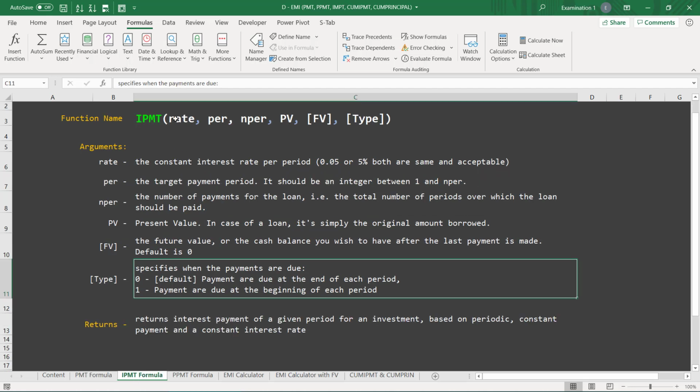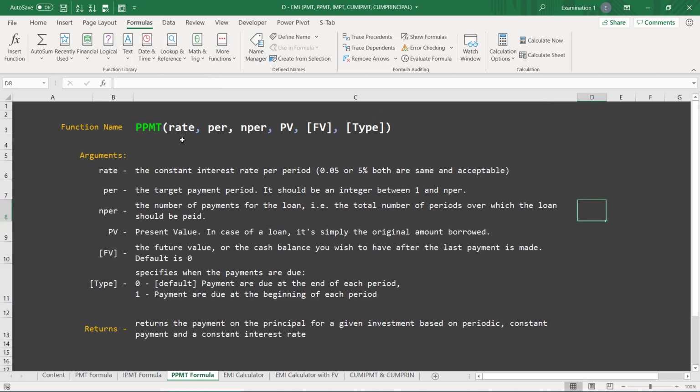Similarly, the IPMT function has 5 arguments. The only additional argument is PER, which is period. So for what period you are trying to find the interest that you have paid to the bank, that is what this period represents. For example, if I ask you that in the fourth EMI, how much of that will go to the bank as interest? That can be calculated using the IPMT function, and the PER value will be 4 because I'm concerned about the fourth installment. All the other arguments are the same, and as I said, IPMT returns the interest paid in a particular period.